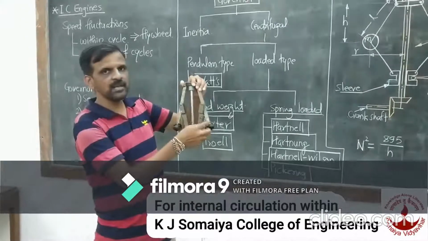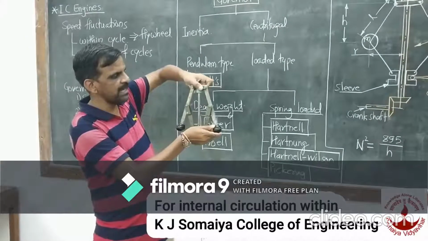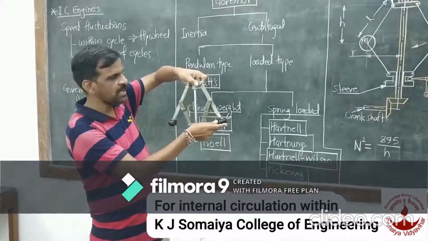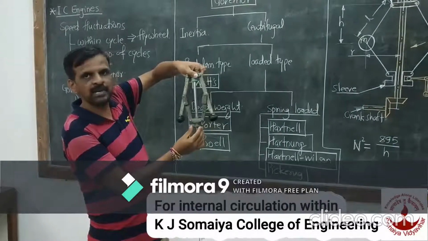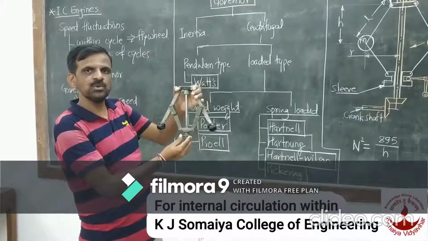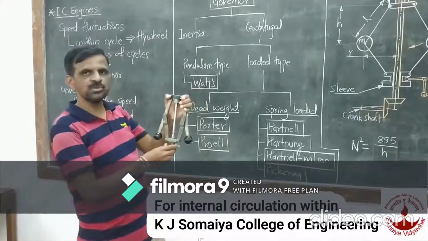So this link will be pivoted at this point, and the link works as a pendulum, and it will move in a pendulum action, so that the sleeve will move in an up and down direction. And this height of the sleeve will be further utilized to cut down the fuel supply which goes to the IC engine.